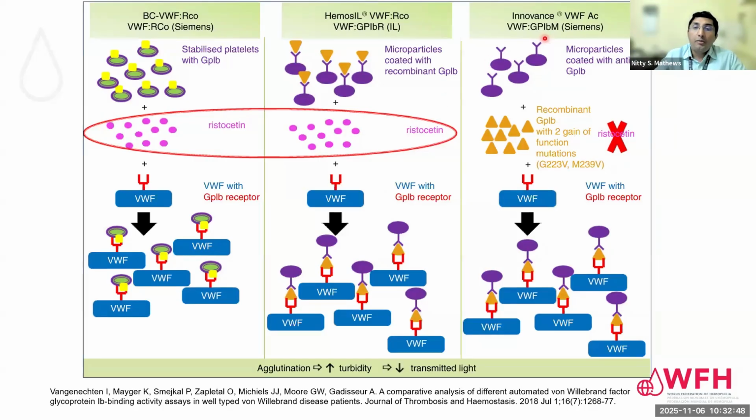Now, moving on to the glycoprotein 1b-M assay, here again there are microparticles coated with anti-glycoprotein 1b. But here the difference is that the recombinant glycoprotein has some gain of function mutations, which enables the von Willebrand factor to bind to the platelets without the help of ristocetin. So this is a ristocetin independent assay. And then further, of course, there is this agglutination and the readings can be taken.